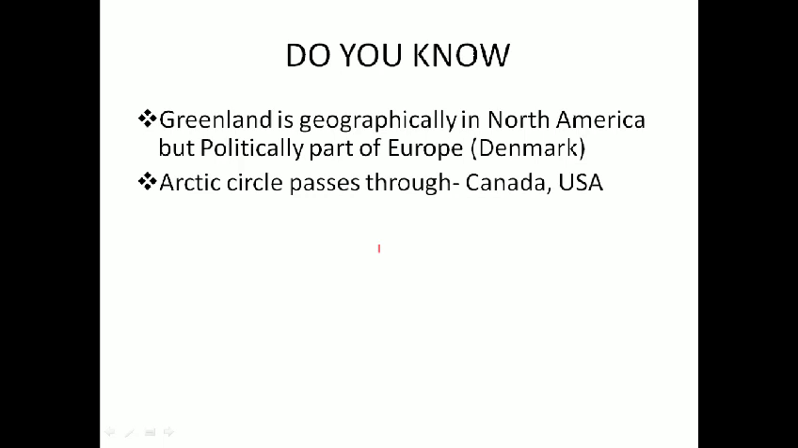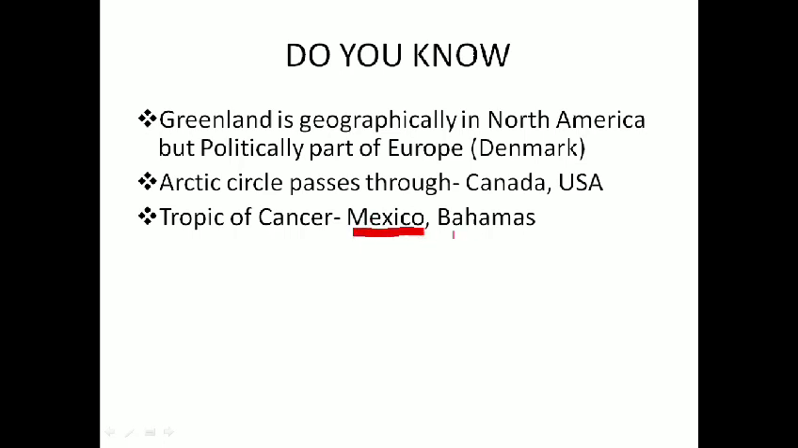Arctic Circle: generally we see the equator, Tropic of Cancer, Tropic of Capricorn, Arctic Circle and Antarctic Circle, the most important latitudes. The Arctic Circle passes through only two countries, Canada and USA. Whereas the Tropic of Cancer passes through Mexico and Bahamas.